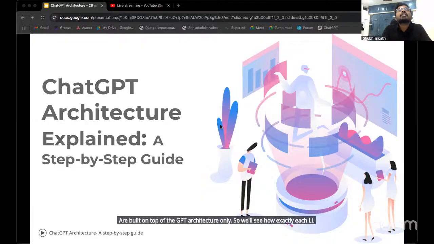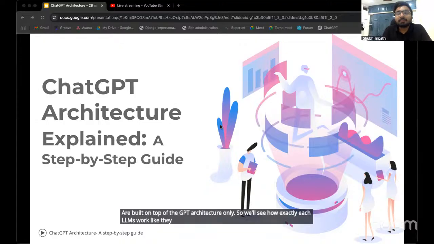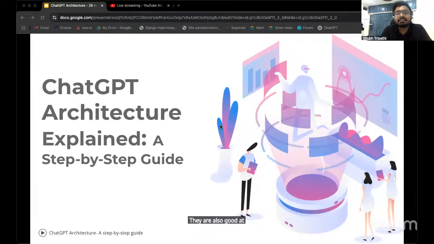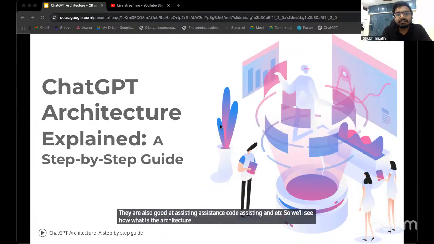Nowadays they mimic human responses and human reactions. They can perform like humans. Ask them to write summaries, poems, and lots of creative tasks, and they're quite good at it. They are also good at assisting, code assisting, and so on. So we'll see what the architecture behind the generation part is.